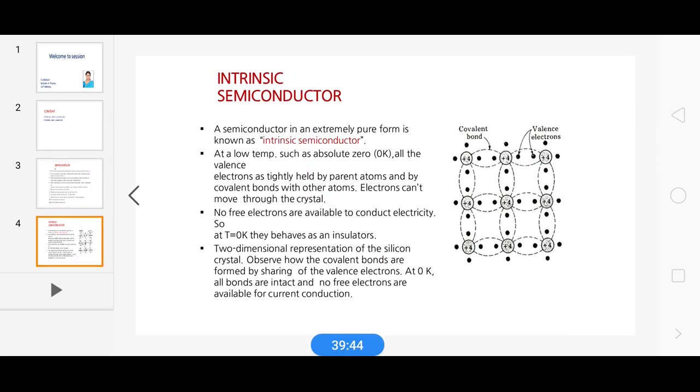In the intrinsic semiconductor, which is a pure form, at a very low temperature, that is 0 Kelvin, it acts like an insulator. The electrons are tightly bound to the nucleus, no free electron is present, and the conductivity is very low, equal to 0. But as the temperature increases, the covalent bonds will be broken and some electron-hole pairs will be generated. So due to these electrons and holes, conduction takes place.